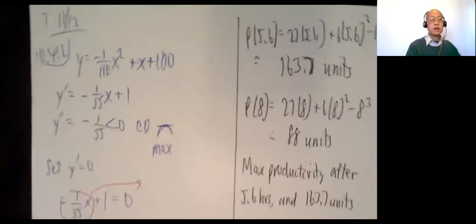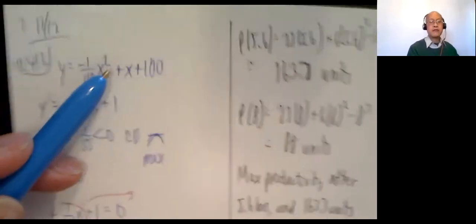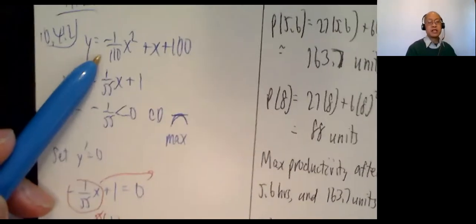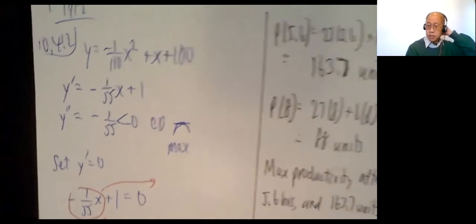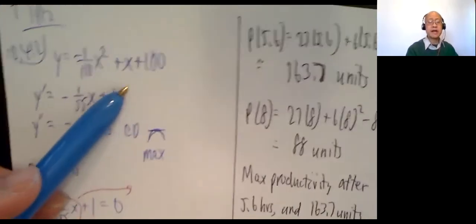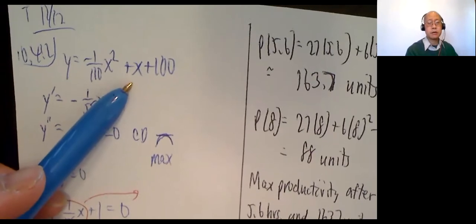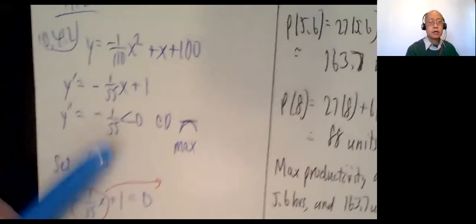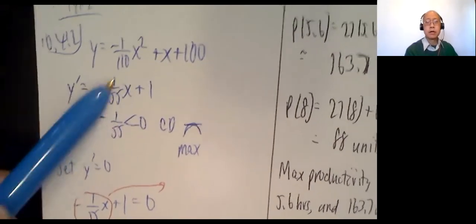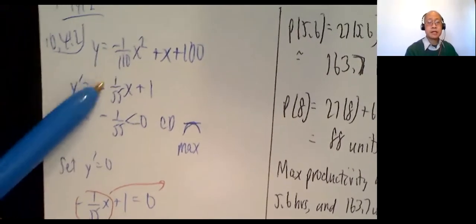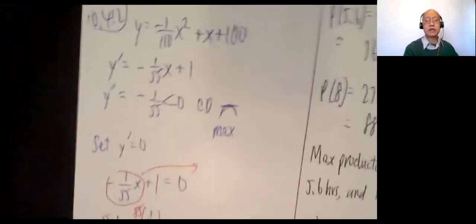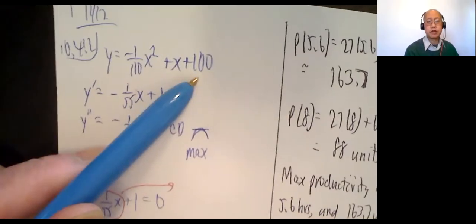So here's all the essential information. Okay, so y equals negative x squared over 110, but it's better to think of it as negative 1 over 110 x squared plus x plus 100. And you want to maximize this quantity. So take the first derivative. 2 times this is negative 1 over 55 x, plus the derivative of x is 1, and the derivative of 100 is 0.